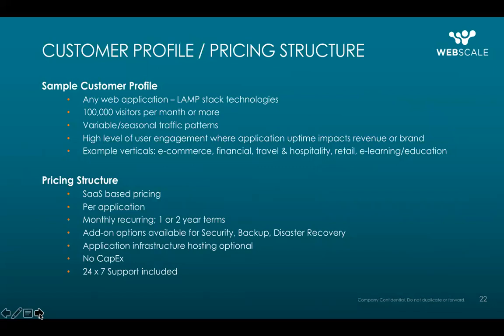Another good profile is a customer that has variable or seasonal traffic patterns. You know, traffic patterns that might spike up or down, depending on, again, it could be a viral marketing event, it could be the time of the year, it could be the busy season for that application, and it needs to elastically, or dynamically, adjust up and down to meet that traffic. And then, of course, having a high level of user engagement where that application will directly impact revenue or brand. So companies that process revenue online or have a high degree of brand associated with their application are going to resonate much better with Webscale services, and ensuring that their application is always up no matter which cloud service provider they choose.